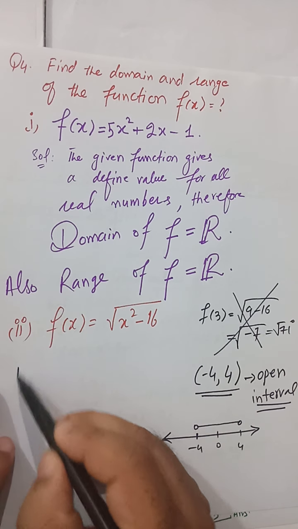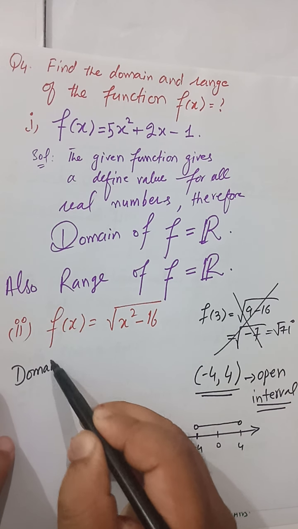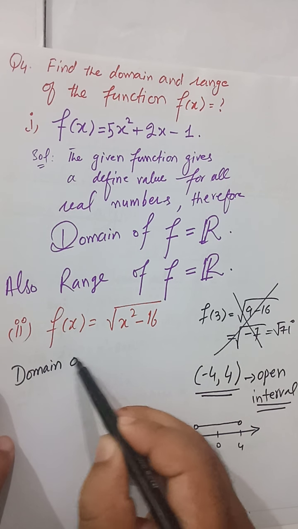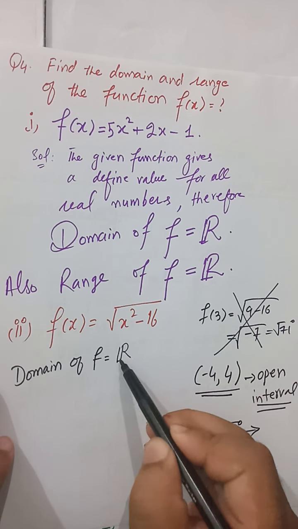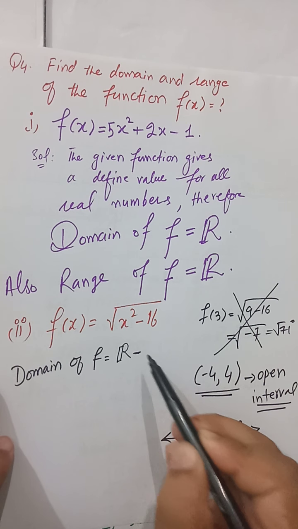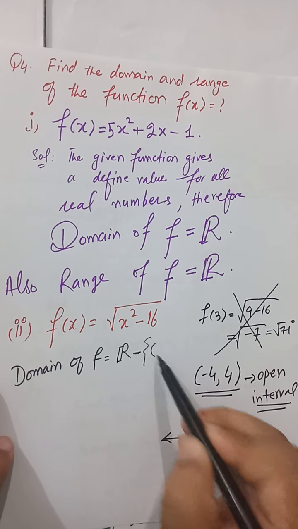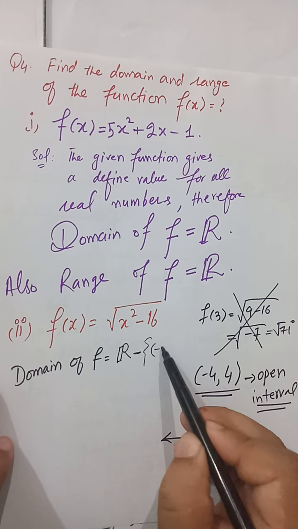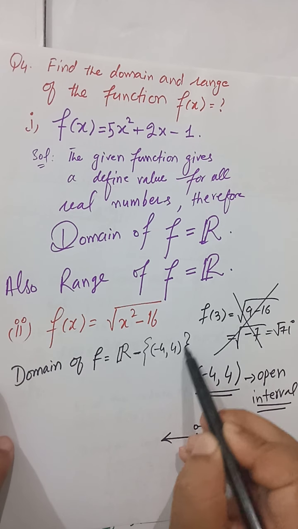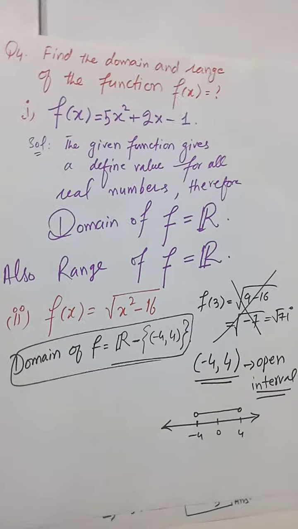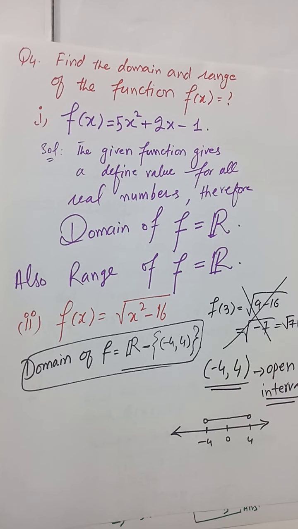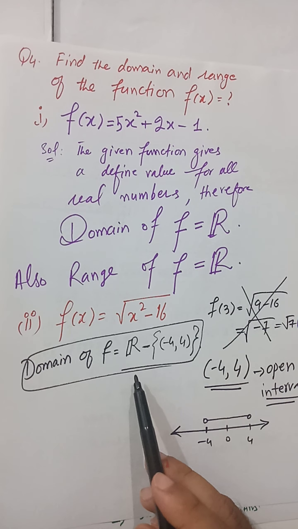So the domain of f is all real numbers except you need to subtract the set which contains the real numbers between -4 and 4. So this is your domain. This is an important part. Sorry for the interruption. Okay, so this is the domain.